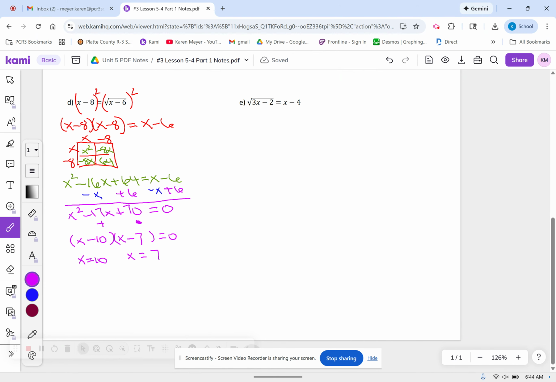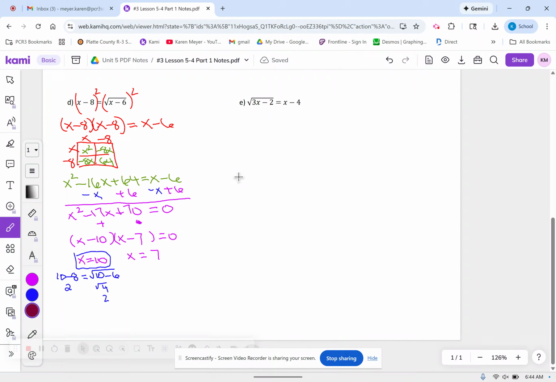Now we do have to go back and check each answer. So I'm going to start with 10 first. So go back to the original problem. 10 minus 8 is 2. And on the other side, square root of 10 minus 6. 10 minus 6 is 4, and the square root of 4 is 2. So this one's good. I got 2 on both sides, so that's good.